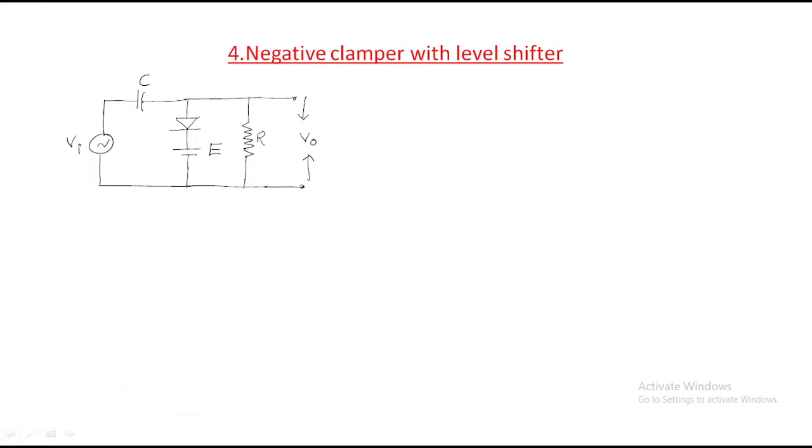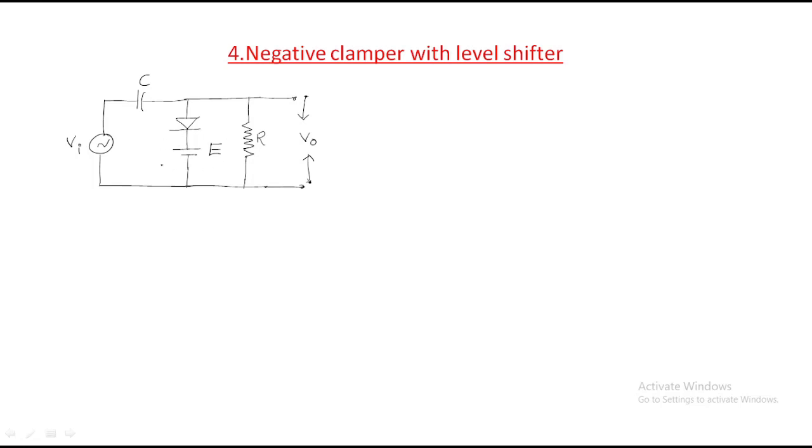Here we have the capacitor and we have a diode, and the reference voltage is there. We have a resistor, and this is the output voltage. Here we are using the level shifter E. E is the level shifter. That means at the output we will get the voltage E.